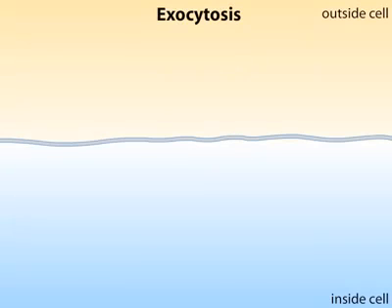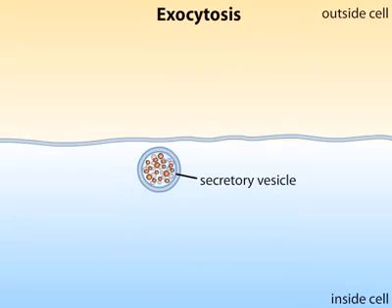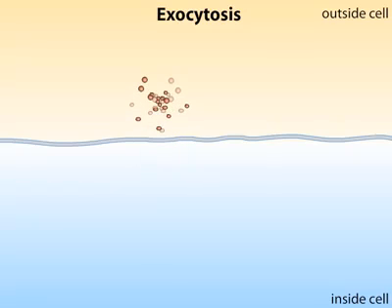In contrast to endocytosis, exocytosis is the process by which a variety of substances leave the cell. For example, newly made proteins destined for secretion are packaged into vesicles inside the cell and transported to the plasma membrane. The vesicle membrane and plasma membrane fuse together. The contents of the vesicle spill outside the cell, while the vesicle membrane is smoothly incorporated into the plasma membrane.